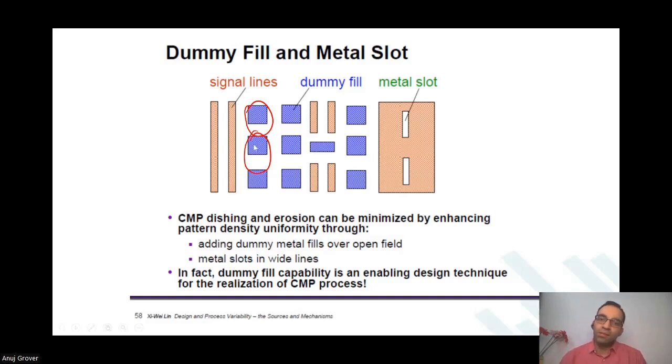Now, what does this mean? If you allow this in the memory, what would happen? I said that we do not allow dummy fills inside the memory. Why? What would happen? Area loss. Density, area.